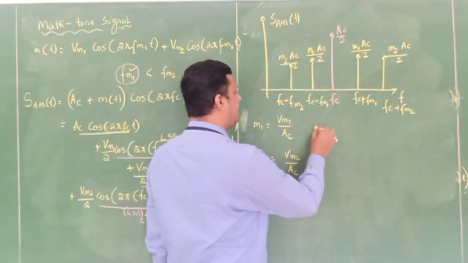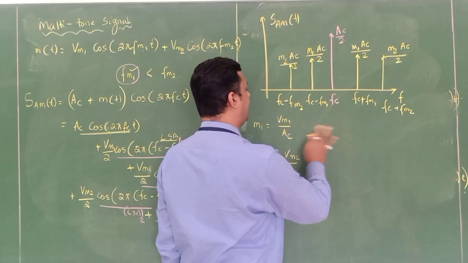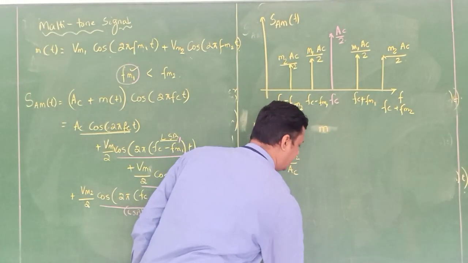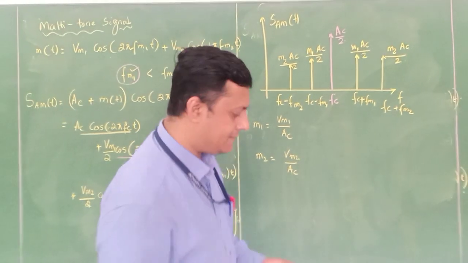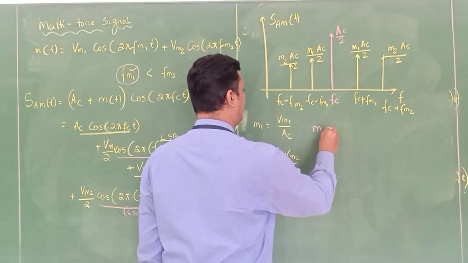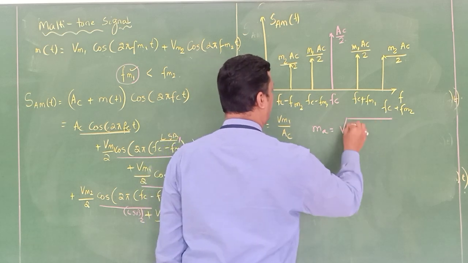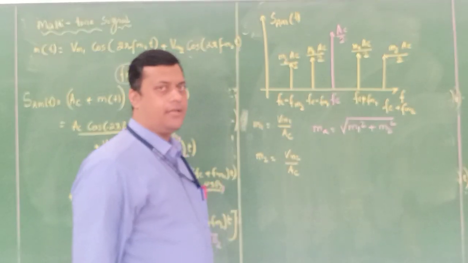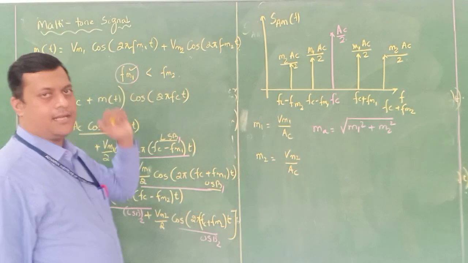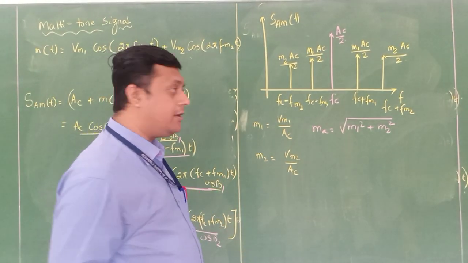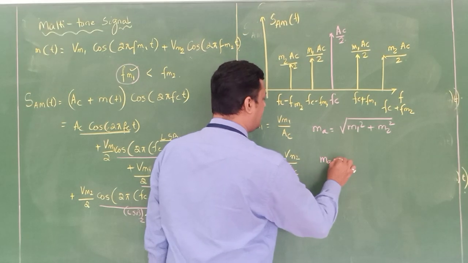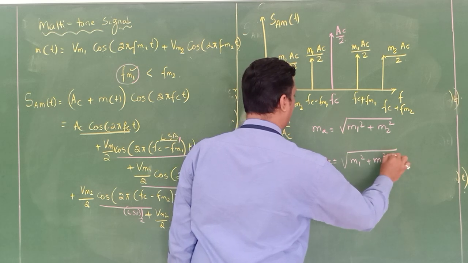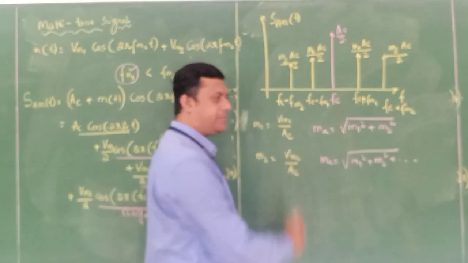So for that, in the last class I gave a formula for the net modulation index MA. MA is equal to root over of M1 square plus M2 square. Why is it M1 and M2? Because there are two different modulating frequencies. But if there is more than one modulating frequency, then the general expression will be M1 square plus M2 square and so on. This is the general representation.